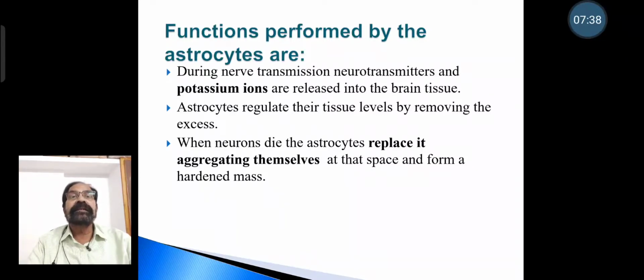When the neurons die, astrocytes can replace them, aggregating themselves at that space and forming a hardened mass.